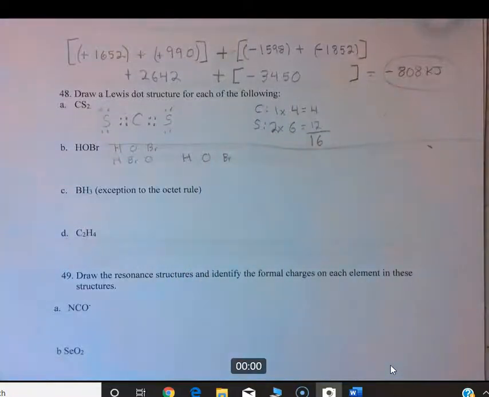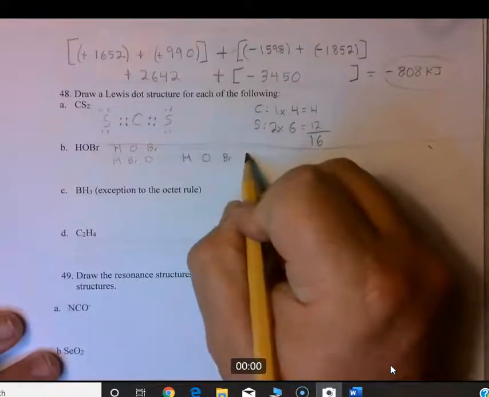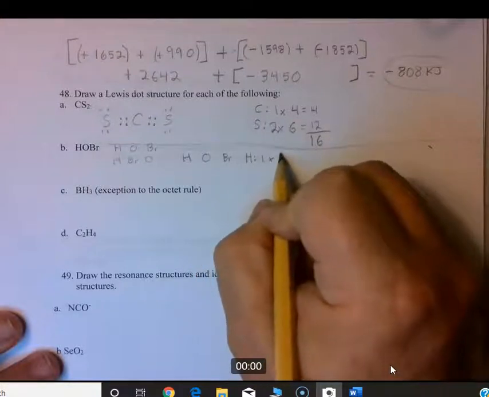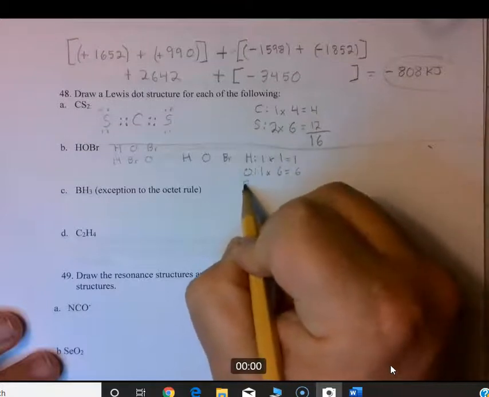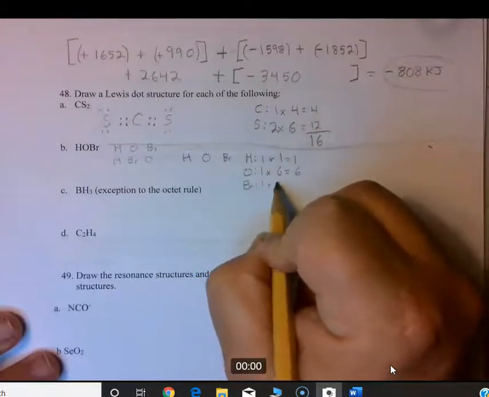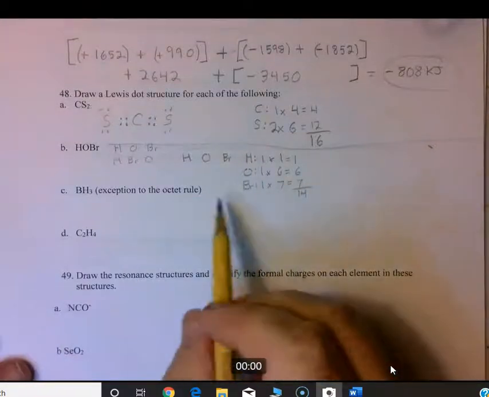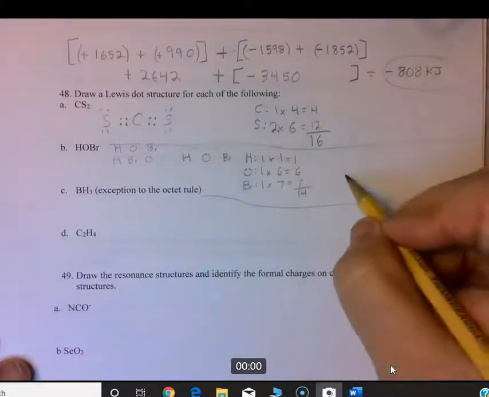You could determine that by resonance, by a formal charge, but since we're going to do some formal charge problems down below, I'm not going to have you do it here. I'm just going to tell you that that's the correct answer. So let's go ahead and put that together. So we have H. You have one of those. And you have 14 electrons. So when we draw that, it's going to look like this.